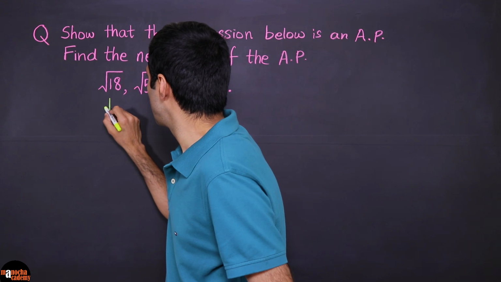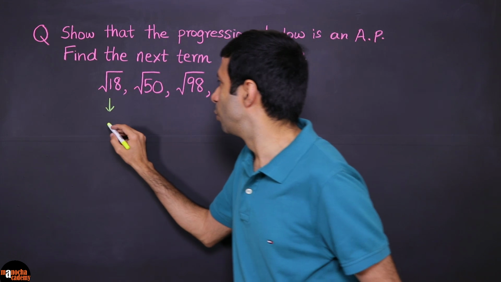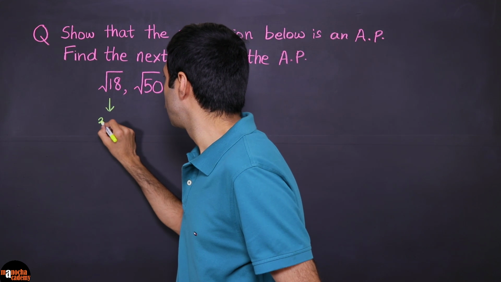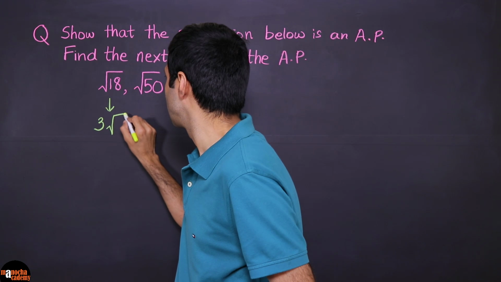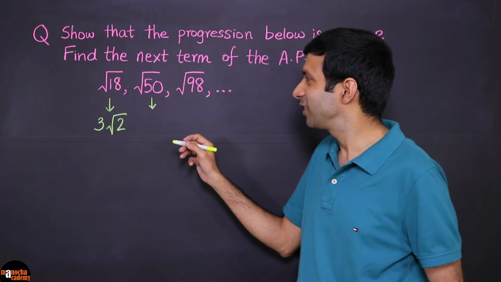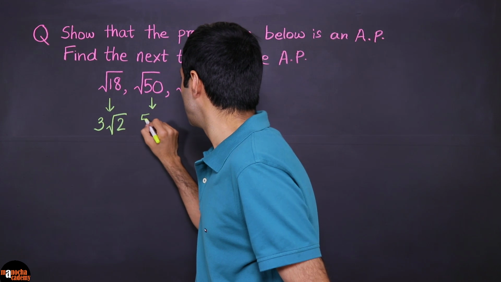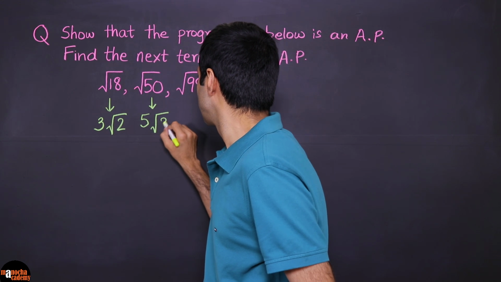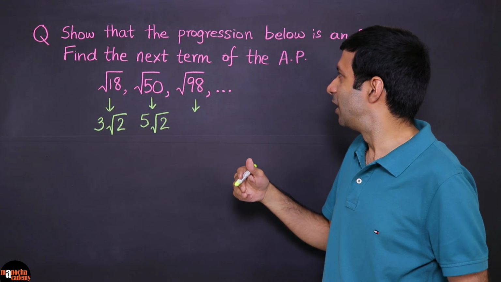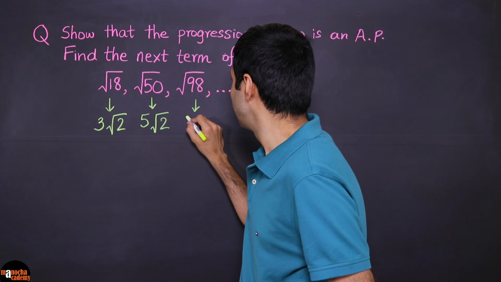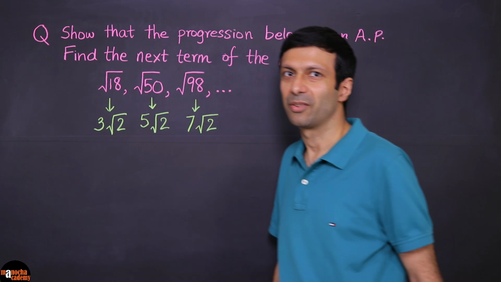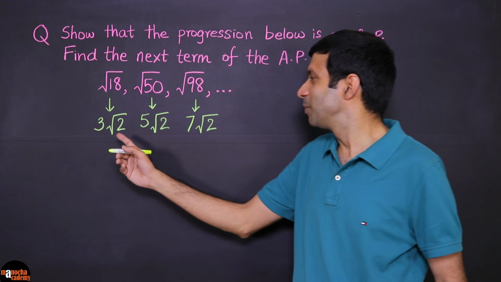So we can write square root 18 as, if we take 9 into 2, right? So it's going to work out to be 3 root 2. And what will this term work out to be? Try it. It's going to be 5 root 2, right? And this term is going to be, so 98 is 49 into 2. So if you take the square root of 49, we have 7 root 2, right? So now the terms are simplified.